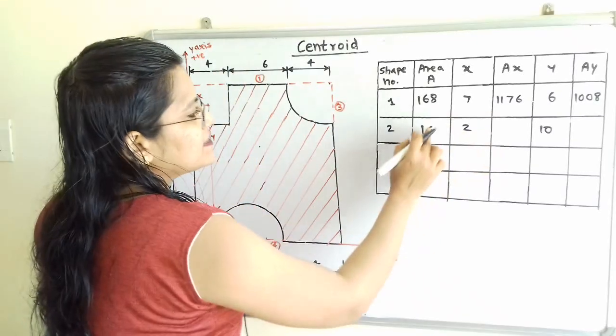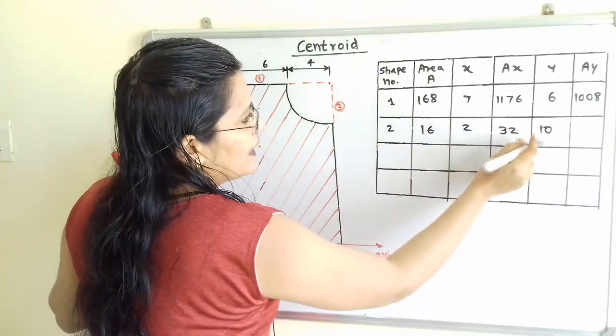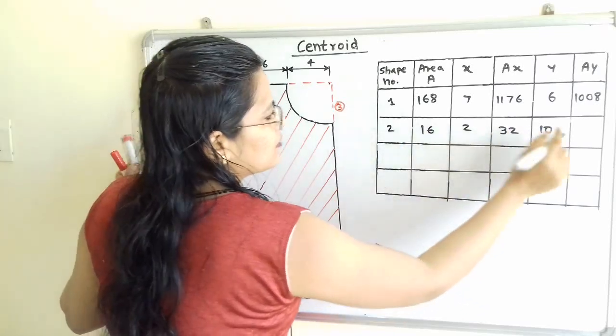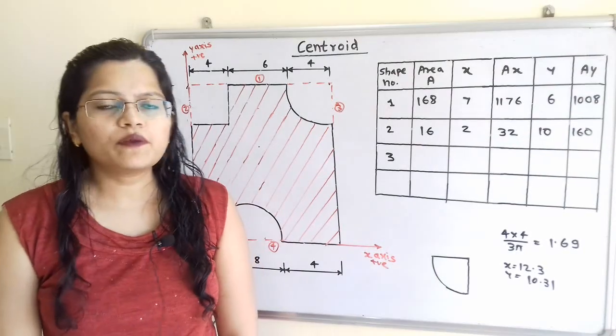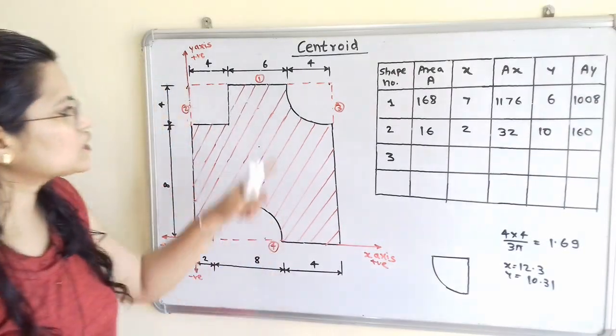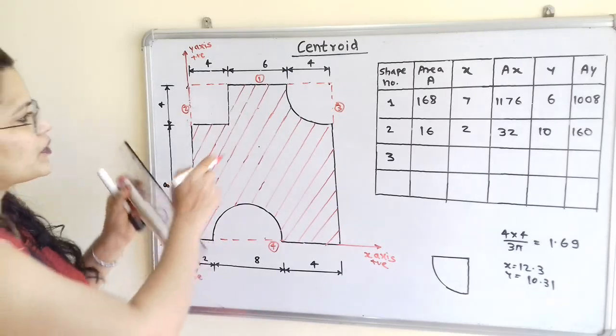So here ax is equal to 16 multiplied by 2, that is 32, and ay is equal to 16 multiplied by 10, that is 160. Now we will move to the shape number 3, which is quarter circle. Now first step is to select the center of the quarter circle.